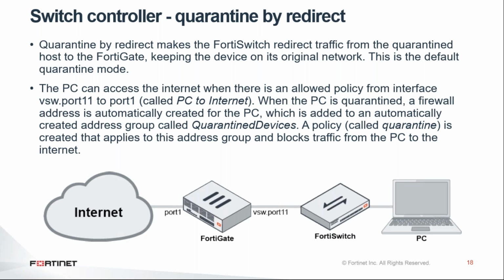Therefore, we have a second solution, and that's now the default one. In the case that this PC is on port 1 of the FortiSwitch, we will basically update an address group called quarantine device. We will add that to a policy, and that policy will block the traffic of that PC to the internet in this case.